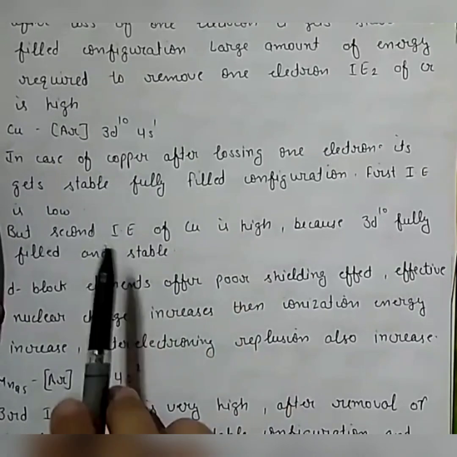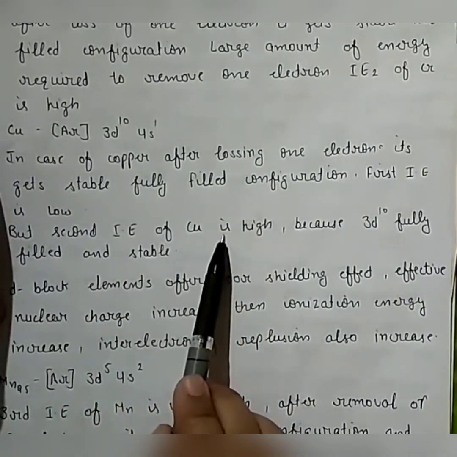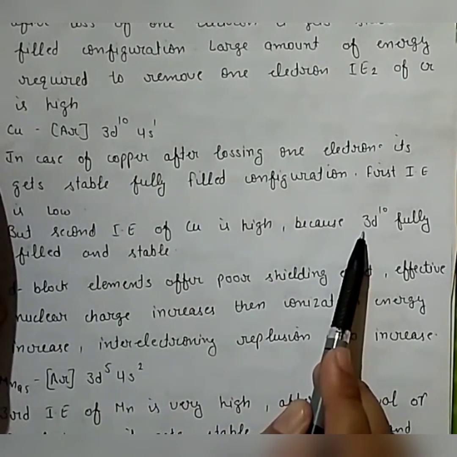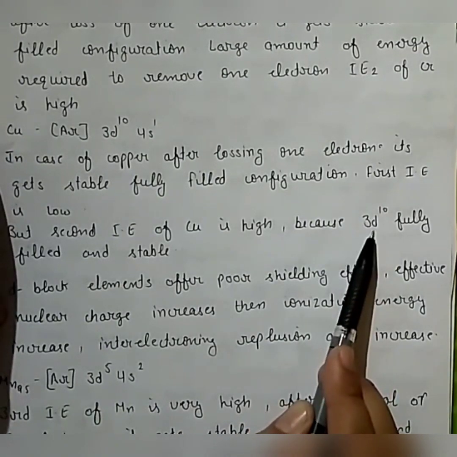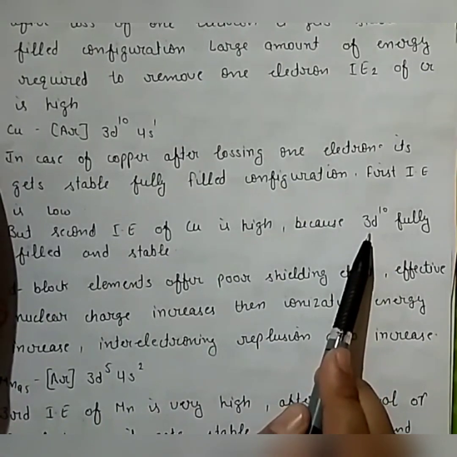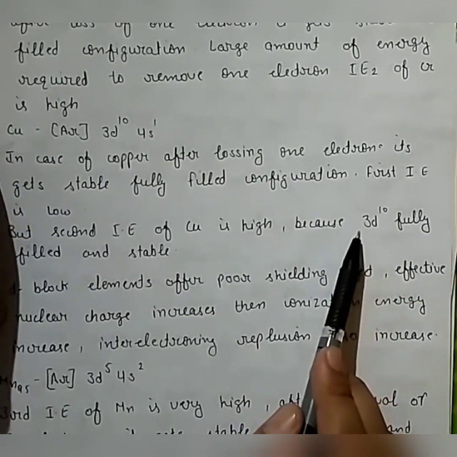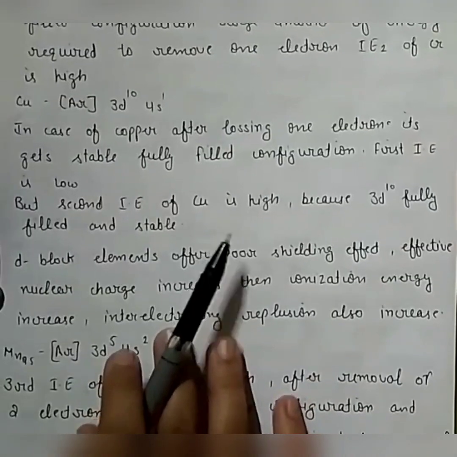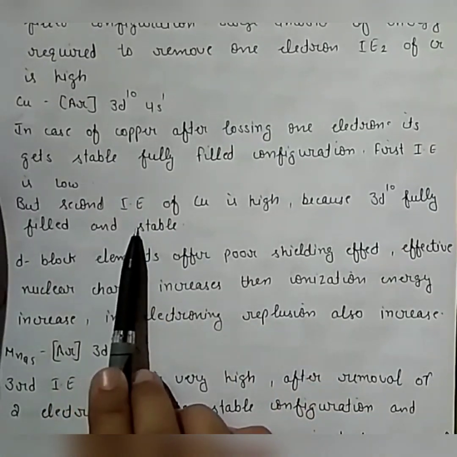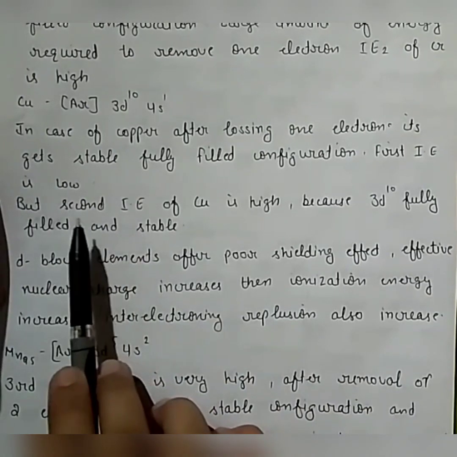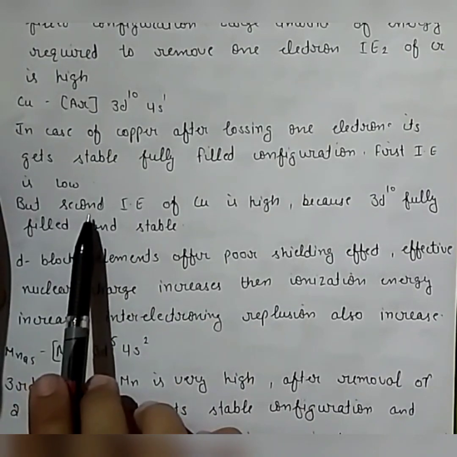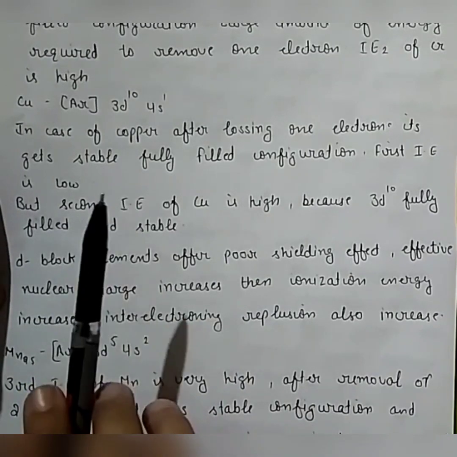But the second ionization energy of copper is high because the configuration of copper after losing one electron is 3d10. It is very difficult to remove an electron from the 3d10 configuration because this is stable and a large amount of energy is required. If we need a large amount of energy to remove an electron, then our ionization energy is high. So copper has a high second ionization energy.